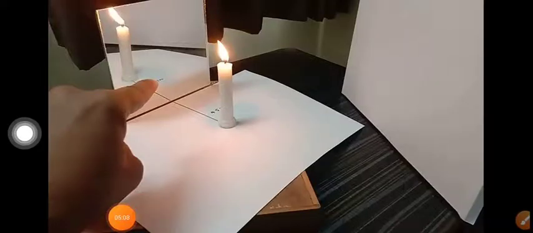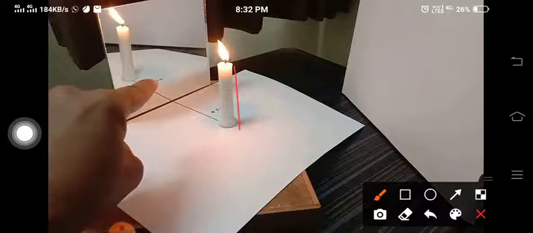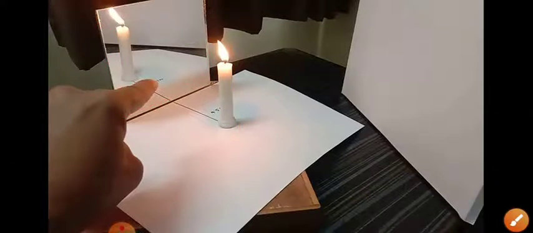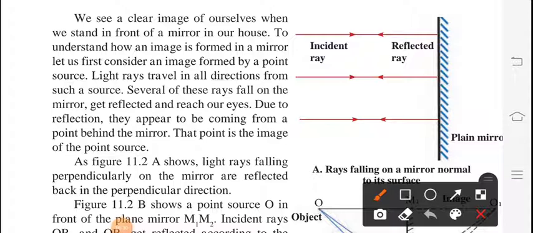Here is the example of reflection. You can see the real candle over here, and the image of the candle you can observe in the mirror. So this is the part of reflection. We see a clear image of ourselves when we stand in front of a mirror in our house.